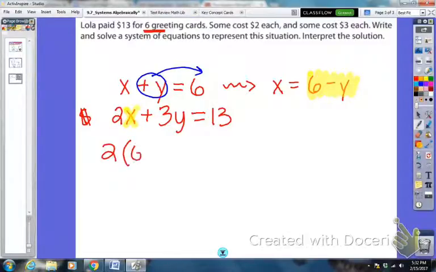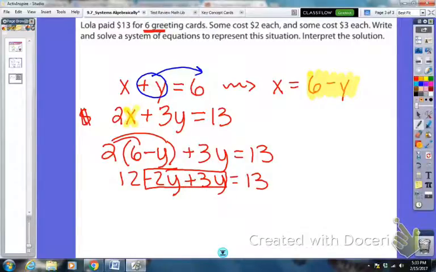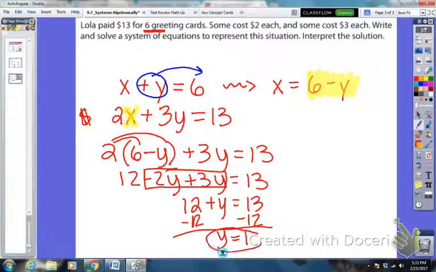2 times the quantity 6 minus Y plus 3Y equals 13. Distribute, 12 minus 2Y plus 3Y is equal to 13. Your like terms here are negative 2Y plus 3Y, and that's positive Y. So we got 12 plus Y is equal to 13. Subtract 12 from both sides, and you get the Y value is 1.